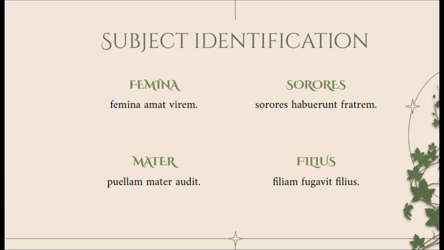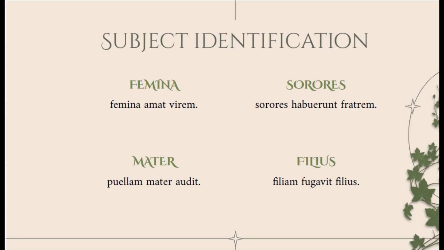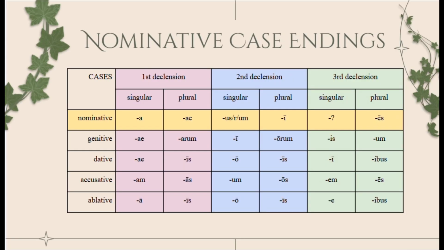Okay, so looking at the subject, the sentence femina amat virum. Let's look at femina and virum, two nouns. Looking back at this slide right here, we see that virum is not a nominative ending, but a is. In that case, femina is our subject. Similarly, we have sorores and fratrem. We see that es is our third declension nominative plural ending, but we don't see em anywhere here.